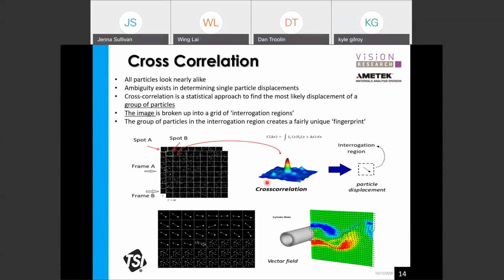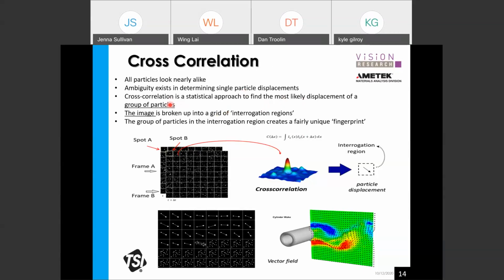So now let's take a closer look at the techniques to give us the velocity displacement. The technique that we've been using is called the cross correlation technique. Since you remember the image from the previous slides, all the particles look almost similar. It's really difficult to identify individual particles to get the so-called individual particle displacement. So the cross correlation technique is a statistical approach to find the most likely displacement of a group of particles.